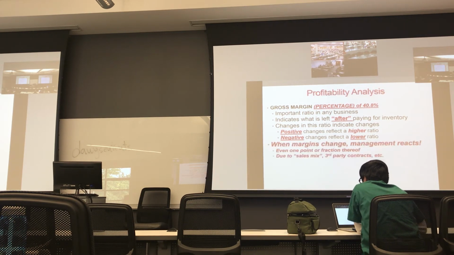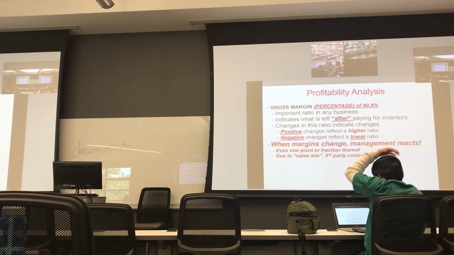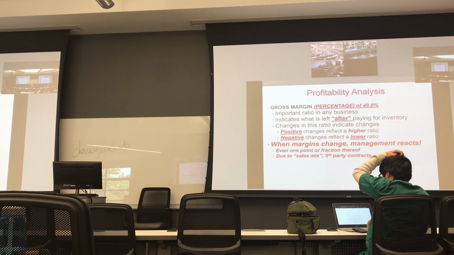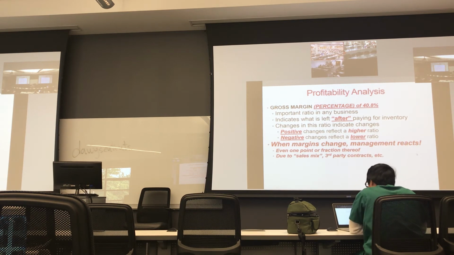And then one thing is important, when margins change, management reacts. And so we've got some examples in here, but when you hear people say, margins are down 2 points or margins are down 1 point, and you think big deal, but it is a big deal. Because experienced financial advisors or financial analysts know that 1% represents millions of dollars, possibly in absolute numbers, and so it indicates that something is not right, either positively or negatively.